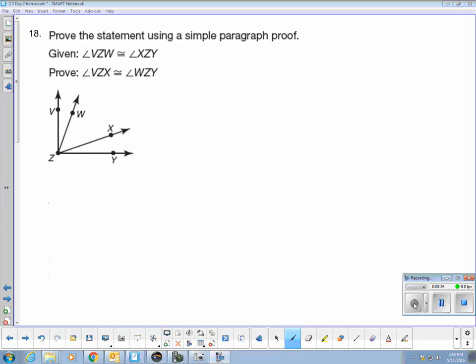For question number 18, I'm going to give you an example of a paragraph proof that they wrote to prove that angle BZX, that's this angle right here, is congruent to angle WZY. WZY is this angle right here. So let me show that, uncover that for you, and you can read that on your own.